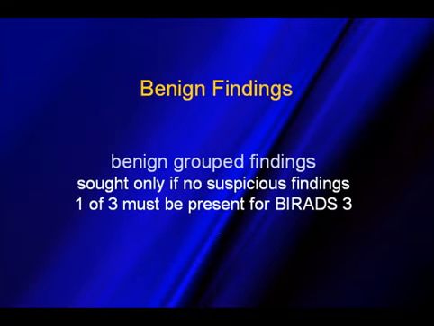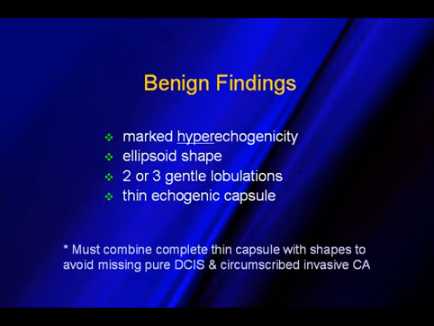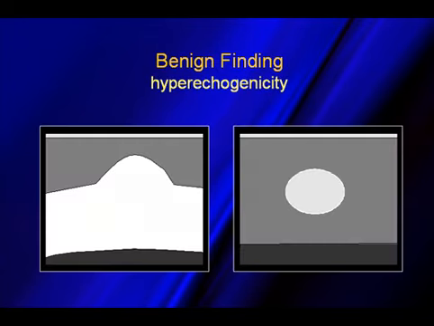So once you've searched that solid lesion, you've looked for all those different malignant findings, and you've not found any of them, now what we have to do is prove that the lesion is benign. What we have to do is find one of the three to be able to classify it as a BI-RADS 3. Either markedly hyperechoic tissue, or we want to see an elliptical shape, and we will allow up to 2 to 3 gentle lobulations. Now we need to make sure that that lesion is completely surrounded by a thin echogenic pseudocapsule. So we'll talk about these.